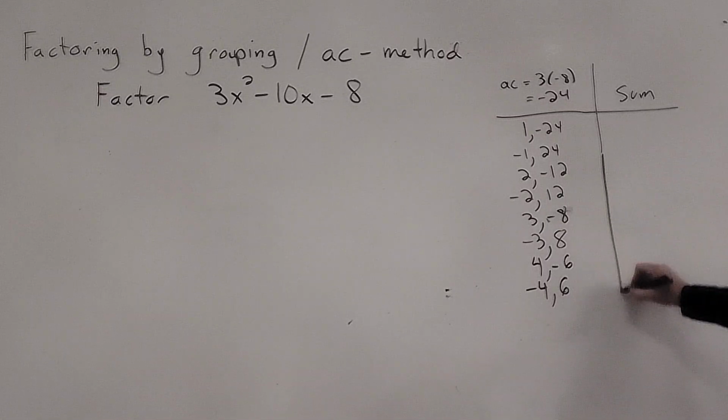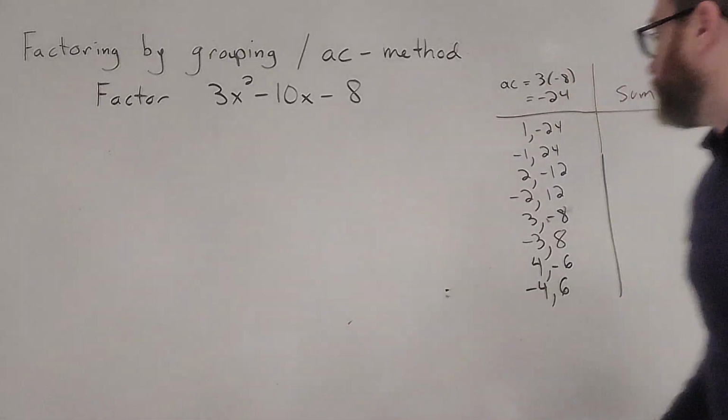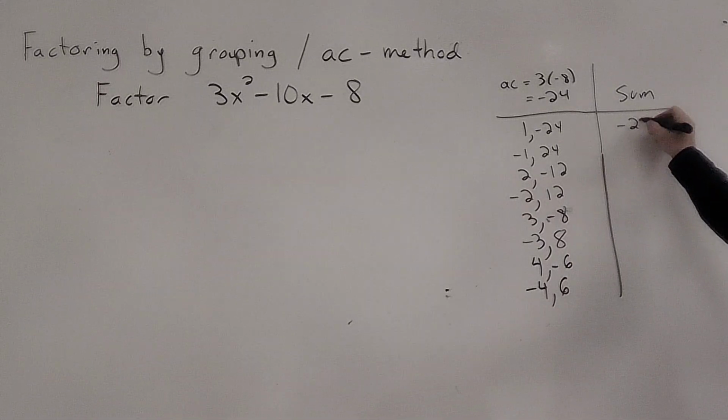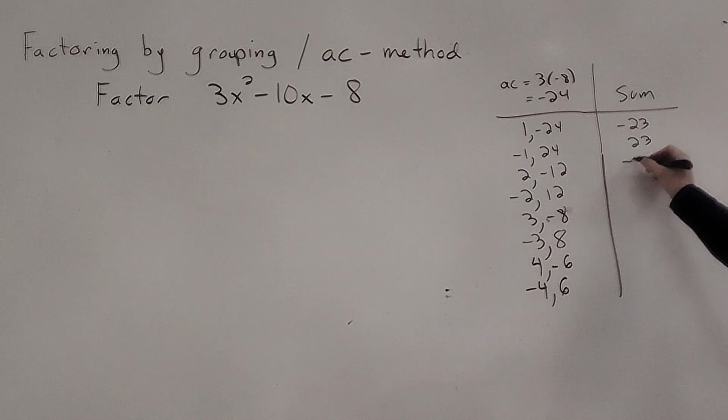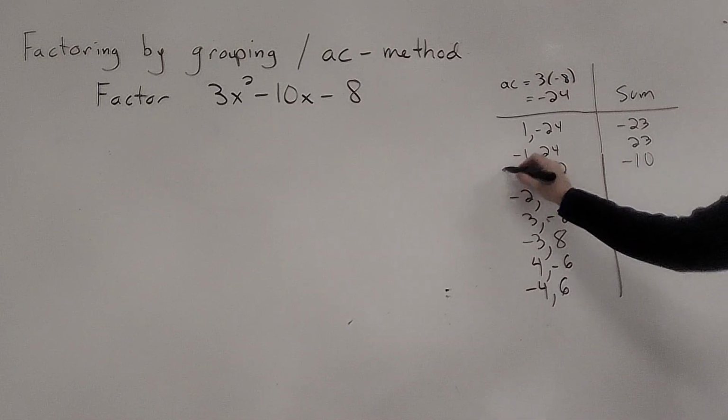And we're going to check out the sums, and what I need the sum to be is negative 10. So, minus 23 was what those led to. This is going to add to a minus 10. This is the one. I'm looking for that minus 10, so it's going to be these.